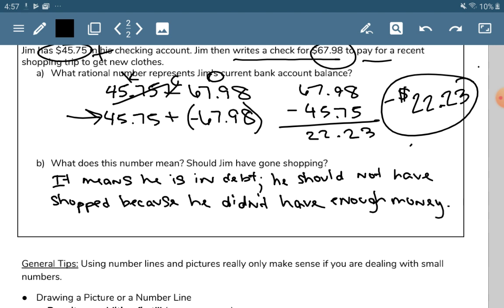Again, when you see a negative amount of money, that usually refers to something bad. You don't want negative money, you want positive money. When you see negative money represented, that means you owe someone. You borrowed too much, you spent too much, you are in debt.